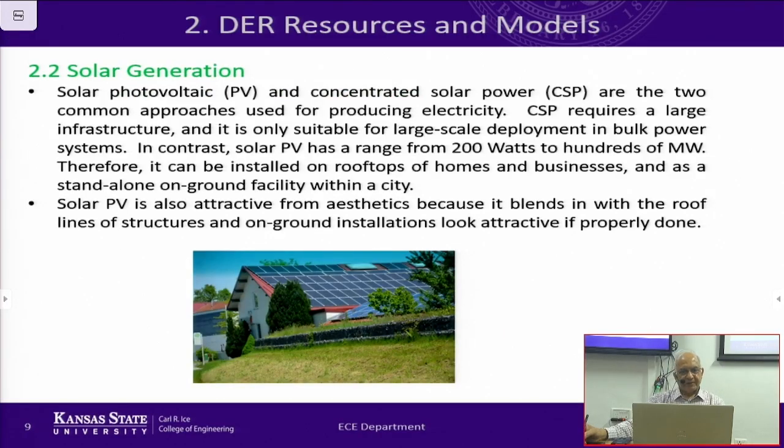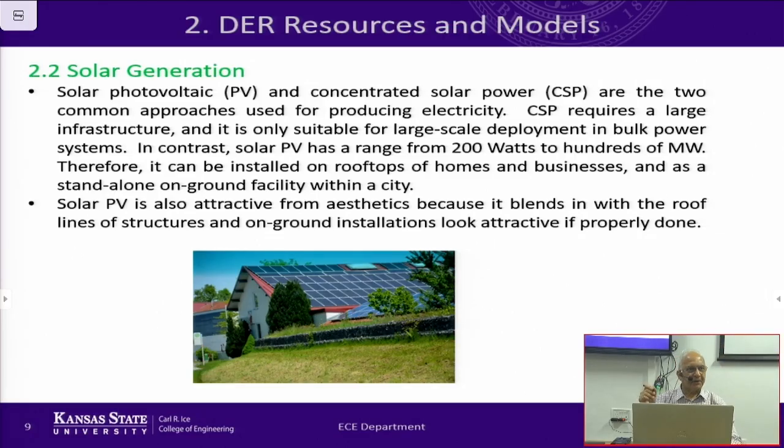Now, as far as solar generation is concerned, there are two types: solar photovoltaic and concentrated solar power. But concentrated solar power is typically for very large capacity. It's not suitable for what we're talking about. It's for multi-megawatt units, which can be placed in a remote area like a desert, using mirrors to shine the light on a molten salt column and all those kinds of things.